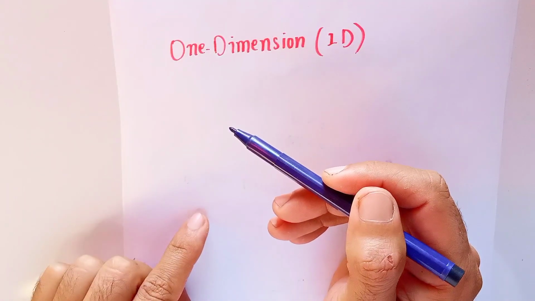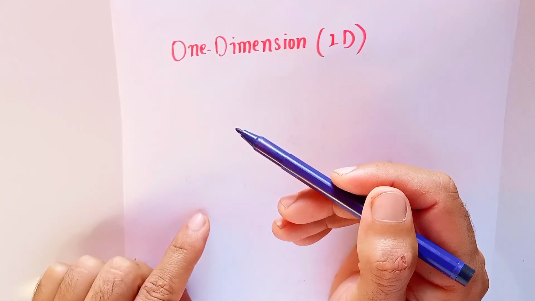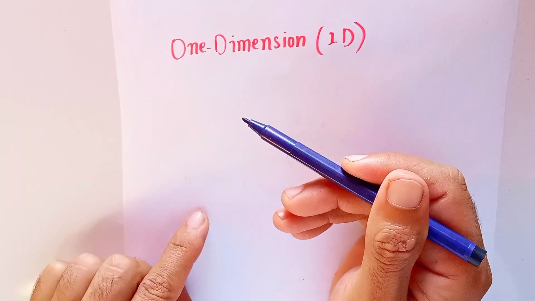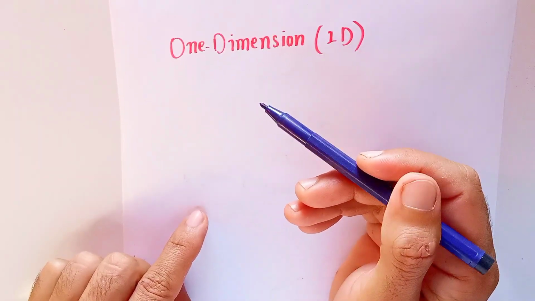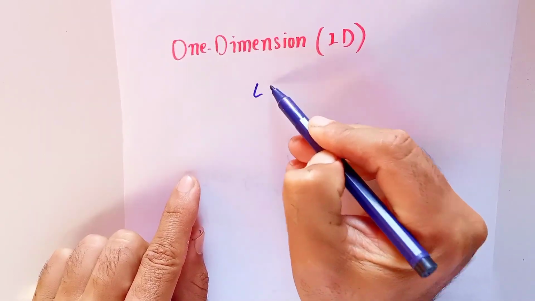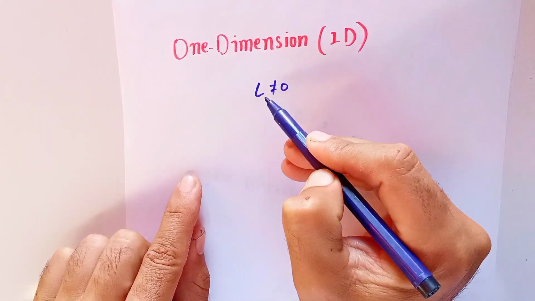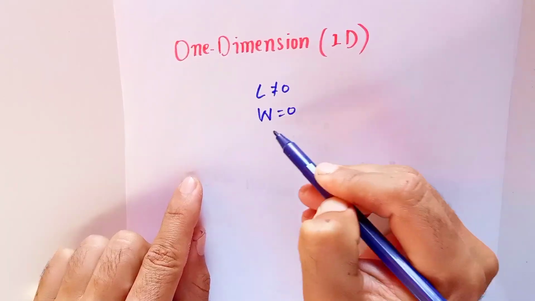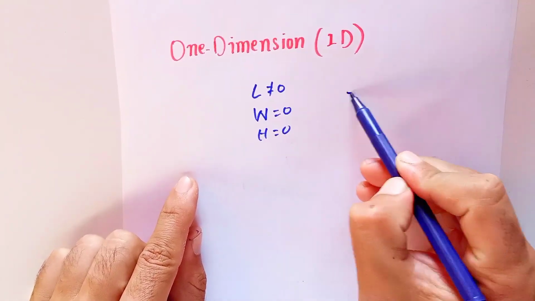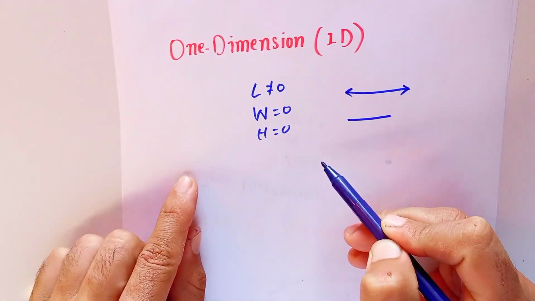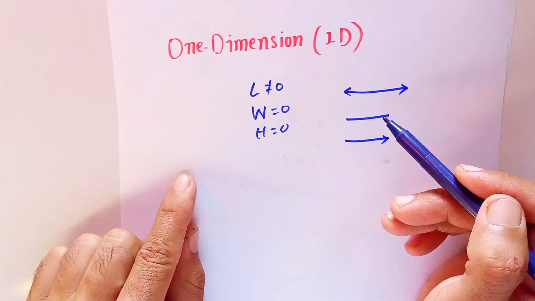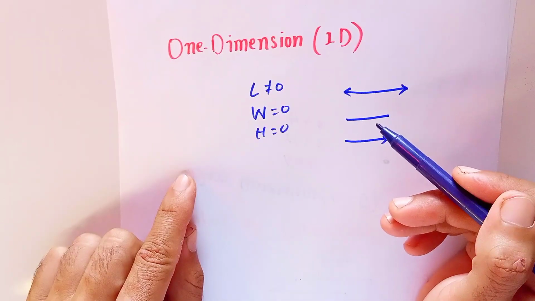Now we are going to explain a one-dimensional object, or the object which has one dimension. A one-dimensional object has only length. It doesn't have width or height. So we say that the length of the object is not equal to 0 and width and height are equal to 0. For example, line, segment or ray. If we look at these figures, then all of them have one dimension, which is their length.